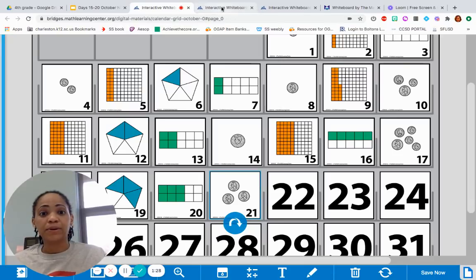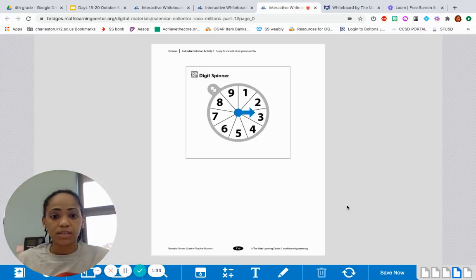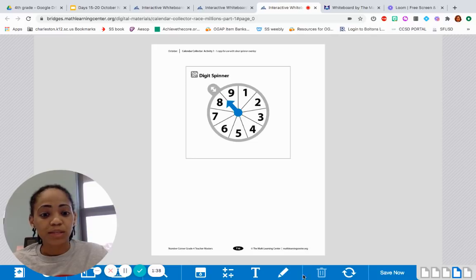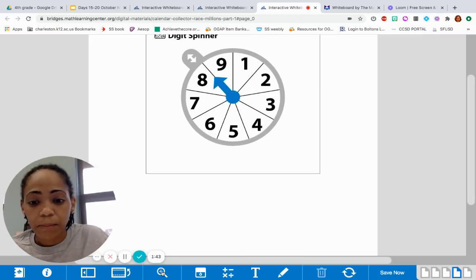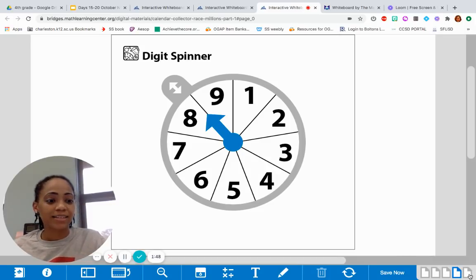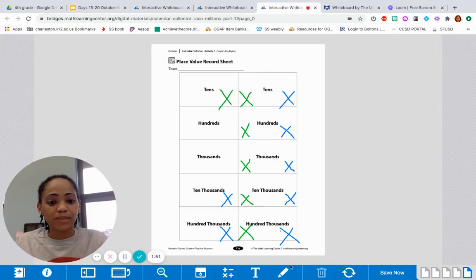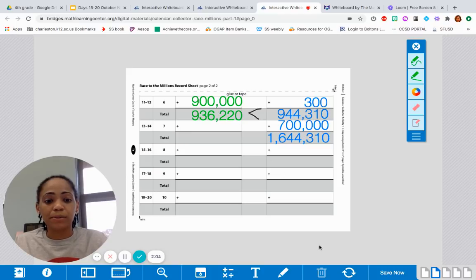Now we're going to update our Race to the Millions. Today is Miss Tramel's turn, so she's going to spin. And I'm going to zoom in to make sure that I'm seeing what I think I'm seeing here. Does that look like an 8 to you? I think it's an 8. So I am going to put my 8 in the, you guessed it, 100,000s place. So now I'm adding 800,000 to my number.